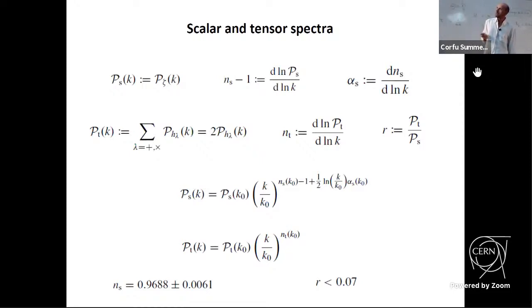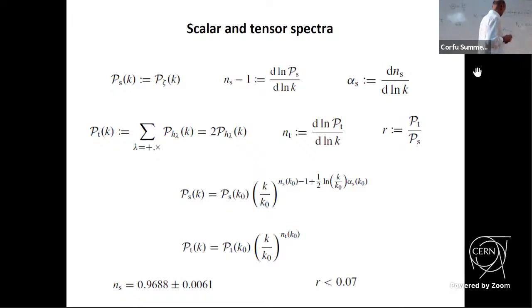Anyway, another interesting observable is the so-called tensor to scalar ratio, which is the ratio between the tensor spectrum and the scalar spectrum. So you can parameterize the scalar spectrum with these two quantities. You could add more, but in general you don't need to do that because they are negligible and generally small. And you do the same for the power spectrum of tensor perturbations, where K0 is called pivot scale, and it's the typical scale of your experiment.